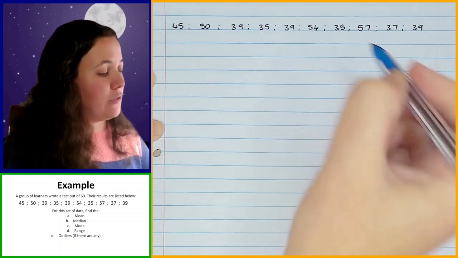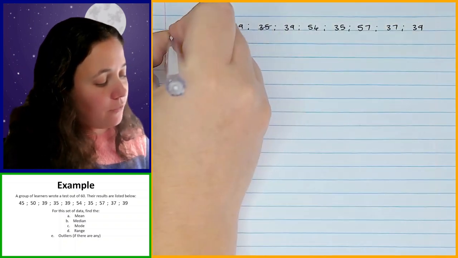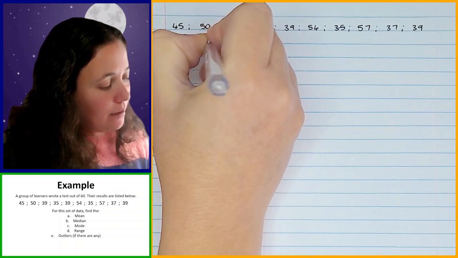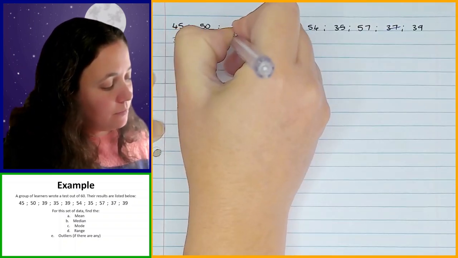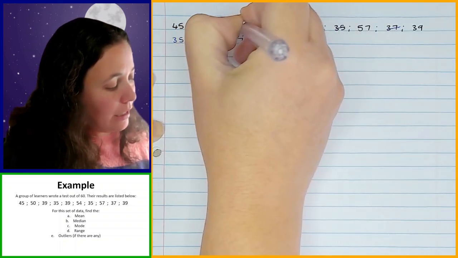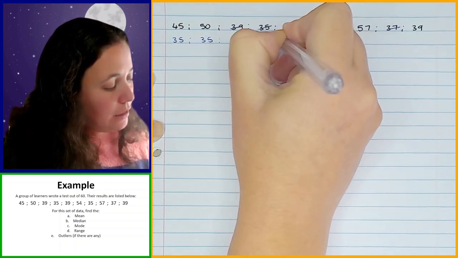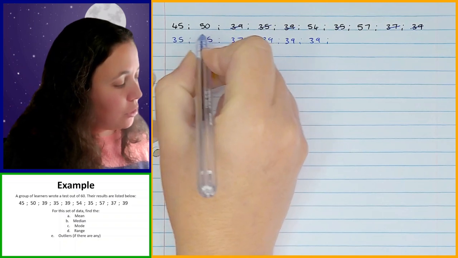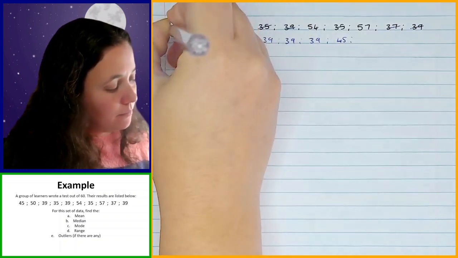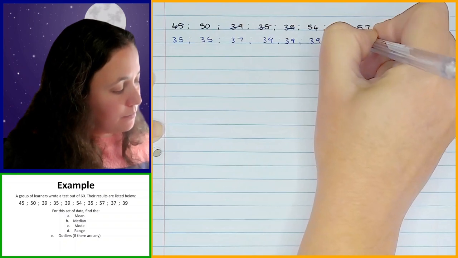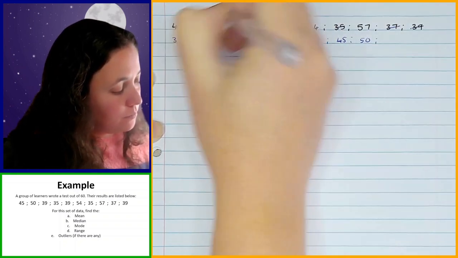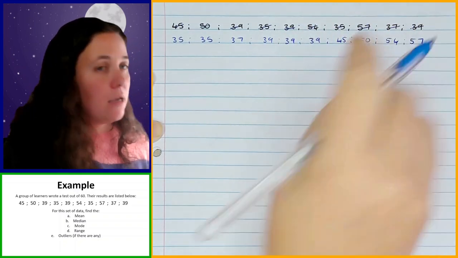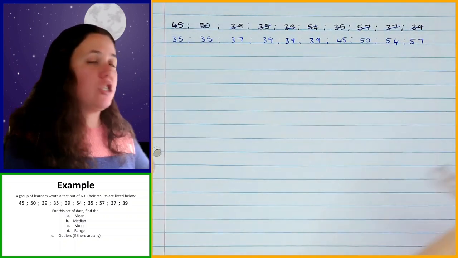The lowest value that I can see over here is 35. So I need to put that first. Then I've got another 35 over there. Then I have got 37. Then I've got 39, and another 39, and another 39 over here. Then I have got 45, then 50, 54, and finally 57. Okay, so that's all my data now arranged in ascending order.